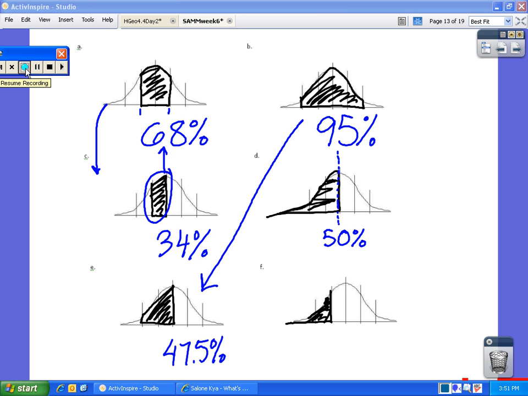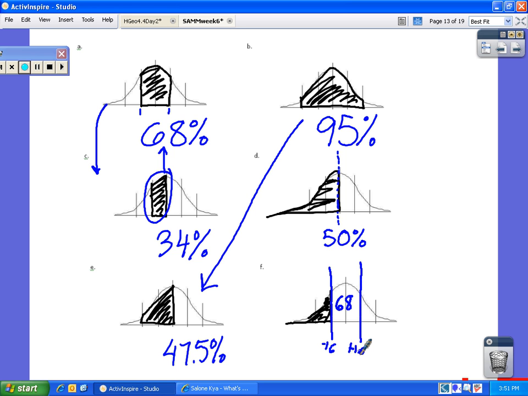And then for part F, you have to do a little bit of problem solving. Remember that 68% of the data lie between 1 standard deviation to the left and 1 standard deviation to the right. Since 68% fall within this range, then 32% fall in this tail and this tail. If I only want this tail, I would divide 32 divided by 2, which would give me 16% in only the lower tail.